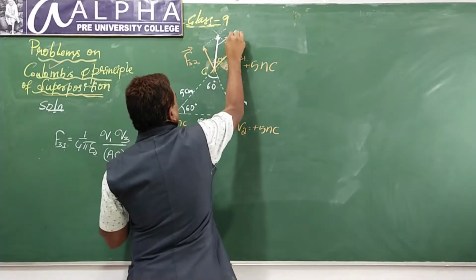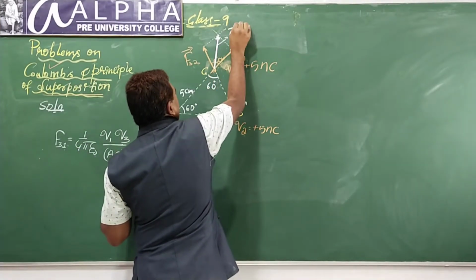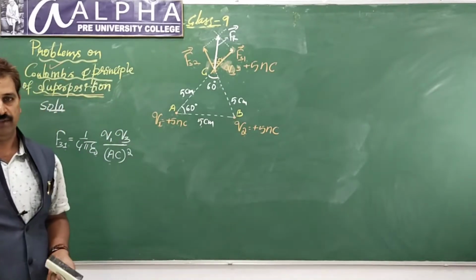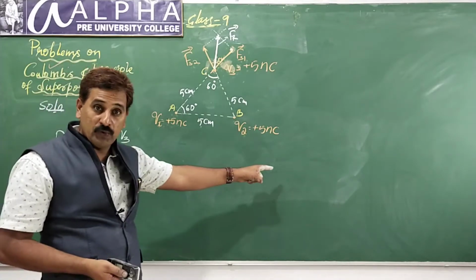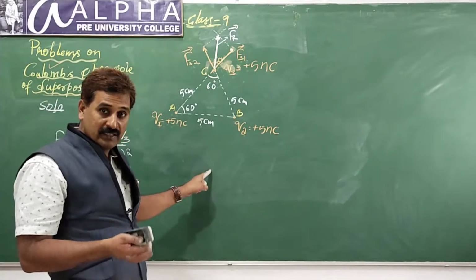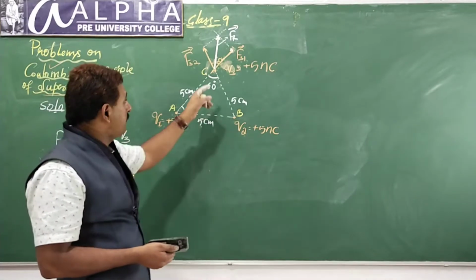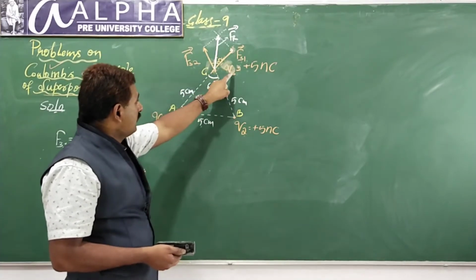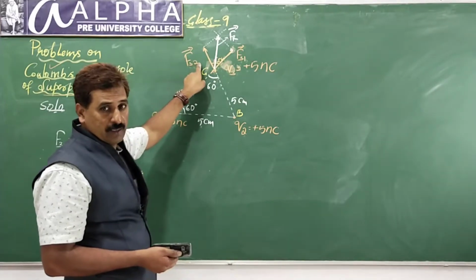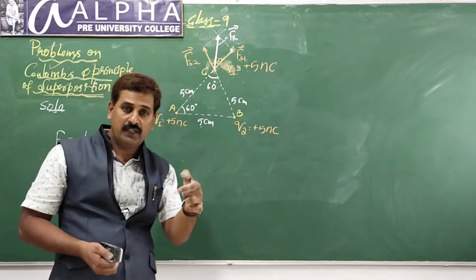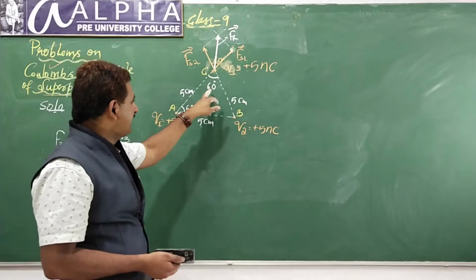Let me denote that by FR. What is FR? Resultant force. That's it. What is the value of the magnitude? Magnitude, as I explained you in my previous explanation, FR is the square root of F31 square plus F32 square plus 2 F31 F32 cos theta. What is theta? 60 degree. That's it.